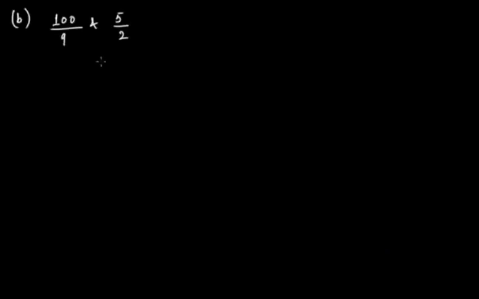Let's take this example. We have 100 over 9 and 5 over 2. So first divide 100 over 9 divided by 5 over 2. So what we do, invert and multiply. So this is 100 over 9 times 2 over 5, and you get 200 over 45. Multiplication of numerators together and then multiplication of denominators together.